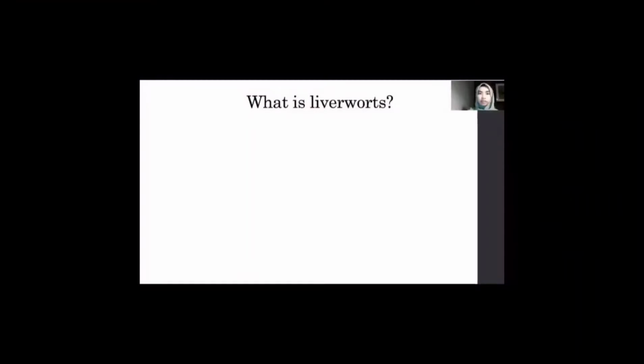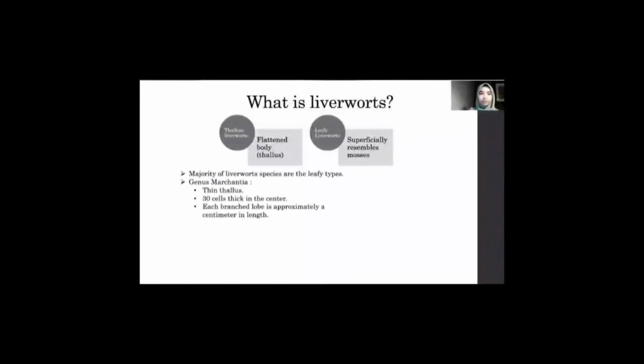Liverworts are divided into two groups: thallus liverworts with a flattened body known as the thallus, and leafy liverworts, which superficially resemble mosses. The majority of liverwort species are the leafy types. Liverworts in the genus Marchantia have a thin thallus, 30 cells thick in the center, and each branch lobe is approximately a centimeter in length.